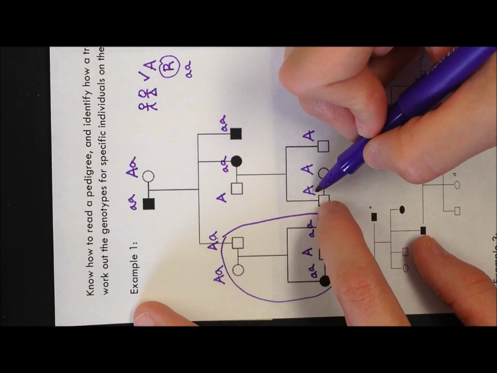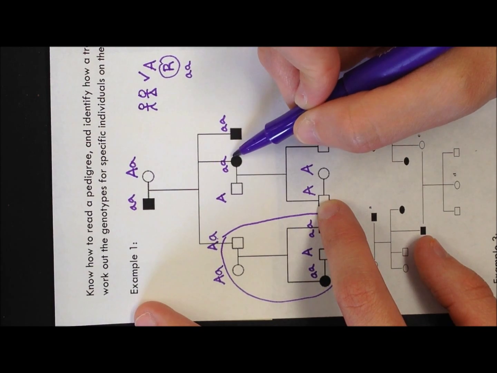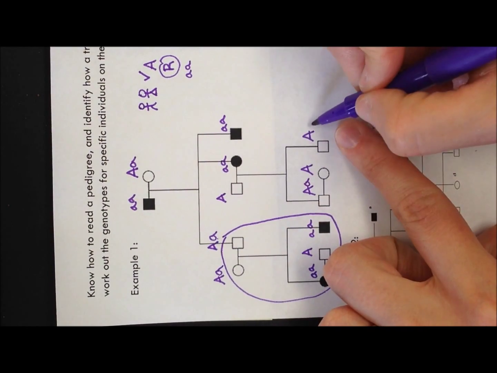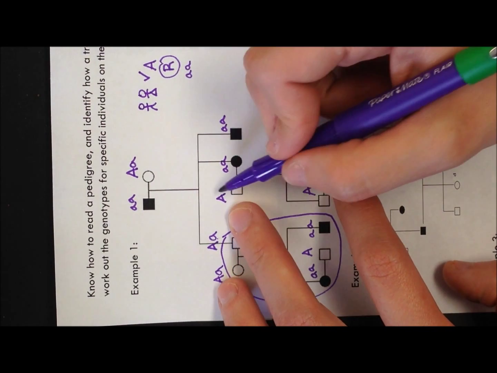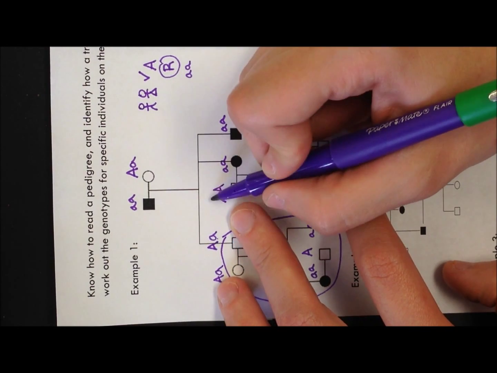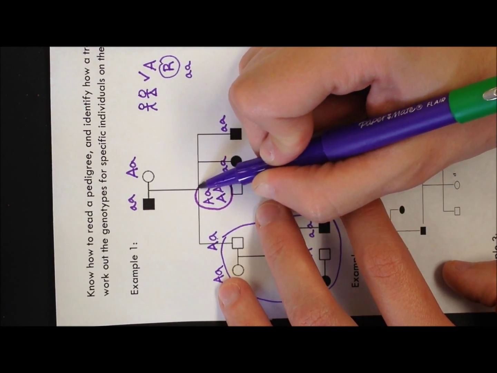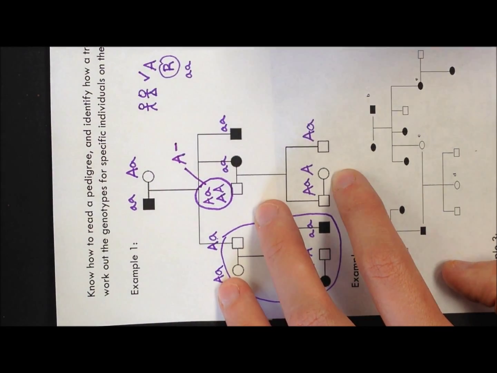Now let's look at these individuals. They got their big A. The only way they could have gotten that was from dad. So what do they have to have as their second allele? A little a. Same for here. Now we've got 2 individuals that we haven't figured out yet. Dad could be big A, or big A, little a. We don't know which one that is. You can either write it just like this, or you can write A dash.